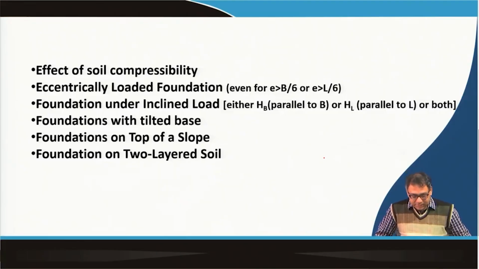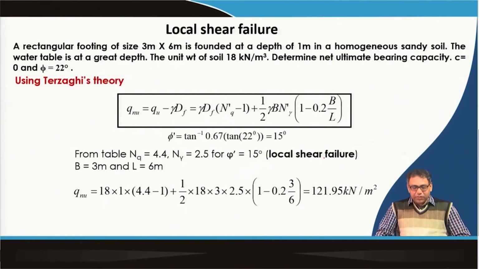So, first I will discuss the effect of soil compressibility, and then I will discuss the other effects one by one. In the previous example problems I considered general shear failure. Now, if the soil undergoes local shear failure, then what will happen? Here phi is 22 degrees, which is less than 29 degrees, so it will be a local shear failure. How can we calculate the bearing capacity?